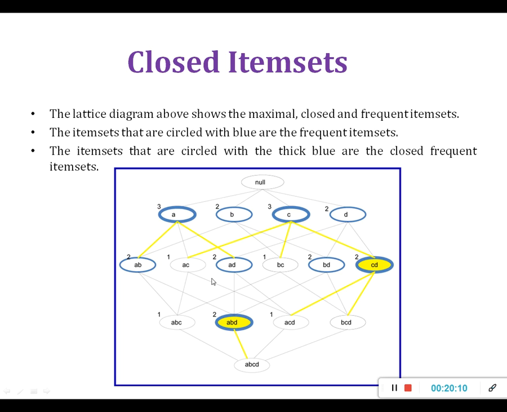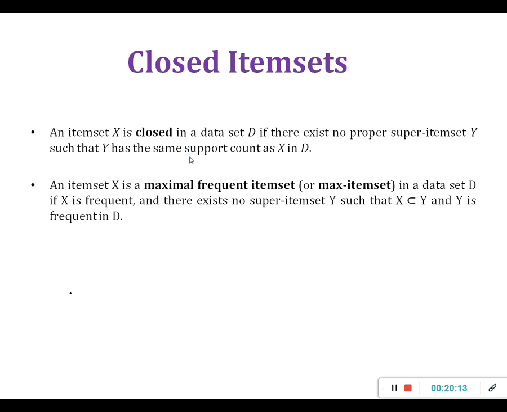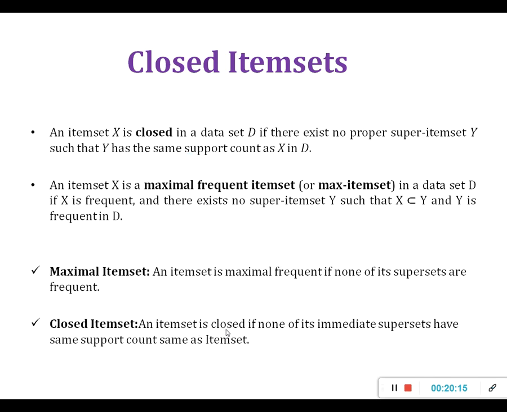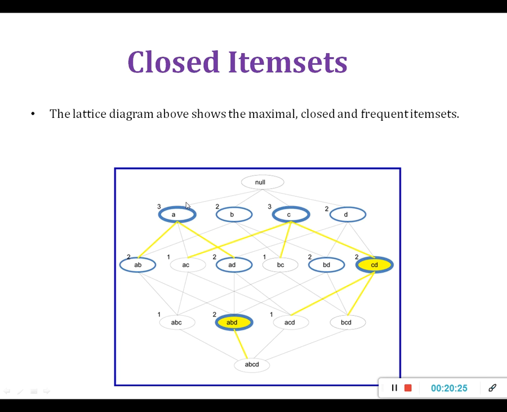So what is the definition of closed frequent? If we are revising the definition, an item set is said to be closed frequent if none of its immediate supersets have the same support count as the item set. Immediate supersets. So what are the immediate supersets of A? A is a subset. So what are the supersets of A? AB, AC and AD.